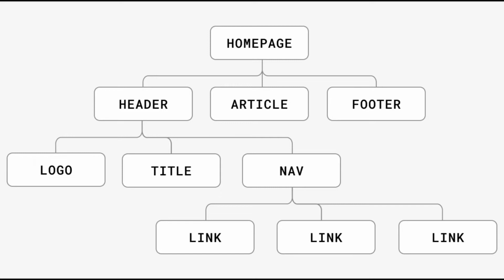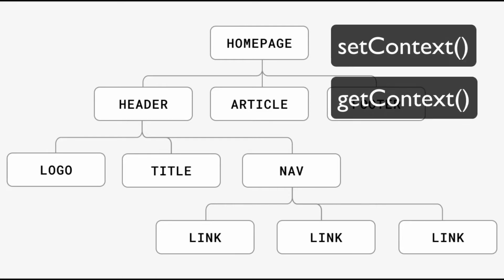Wouldn't it be nice if we could make page title directly available to the component without having to forward it through the component tree as props? This is where the Context API comes in handy. The Context API provides us with a way to pass data through the component tree without having to pass it manually as props. The Context API offers two methods, setContext and getContext, which can access data associated with a key on the context.